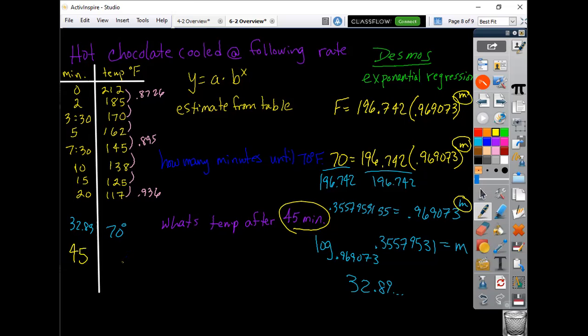So I'm going to put that into the 196.742 times the base of 0.969073, and raise that right here to my 45. Raise to the power of 45 minutes, and I get 47.8563192 degrees. But that makes sense, because remember, it's 212 down to 70, and then down to here. So there we go. I think we've answered all the questions for that problem.